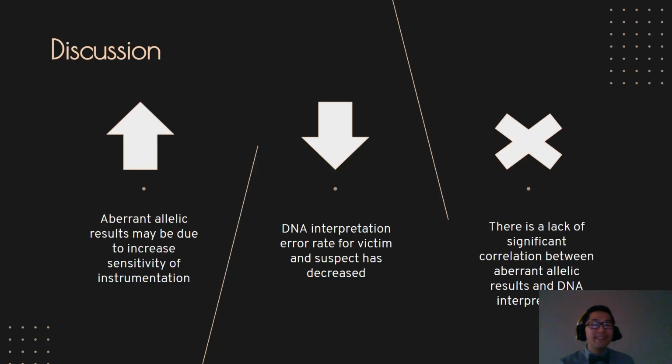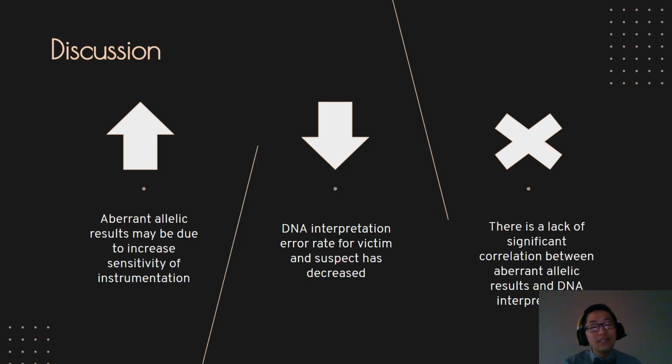And next part is my discussion. What we see is an increase in aberrant allelic results. This may be due to the increase in sensitivity and instrumentation. Like I said, it's tens of picograms, which is immensely small. And the thing is, we shed skin cells everywhere. So it shows that it can definitely affect the results at the end of the day, where they get presented.